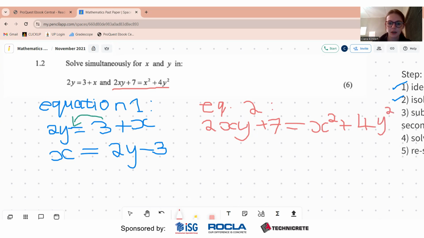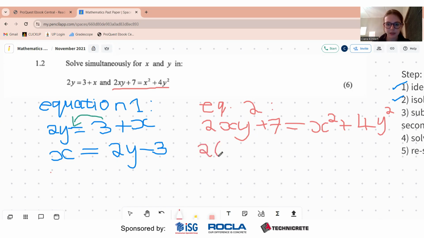Now, I have an isolated form of x. X is equal to 2y minus 3. Therefore, I can substitute this in the place of x throughout the equation. I'm going to do that now. I use brackets whenever I substitute, otherwise I will make silly mistakes.